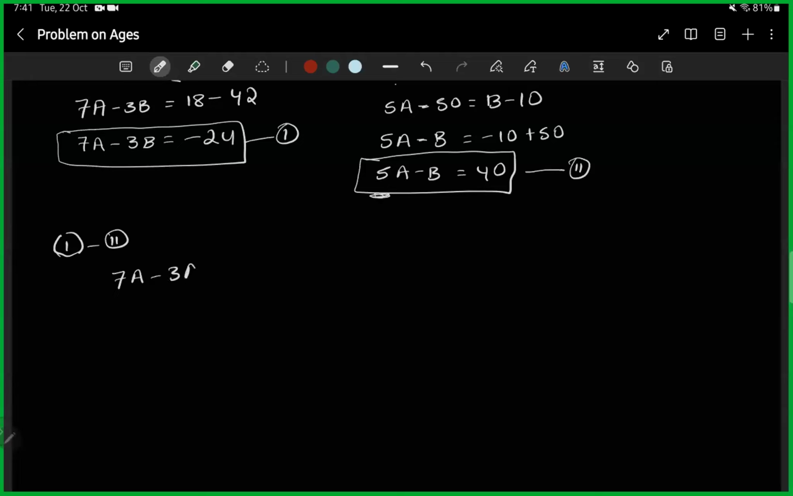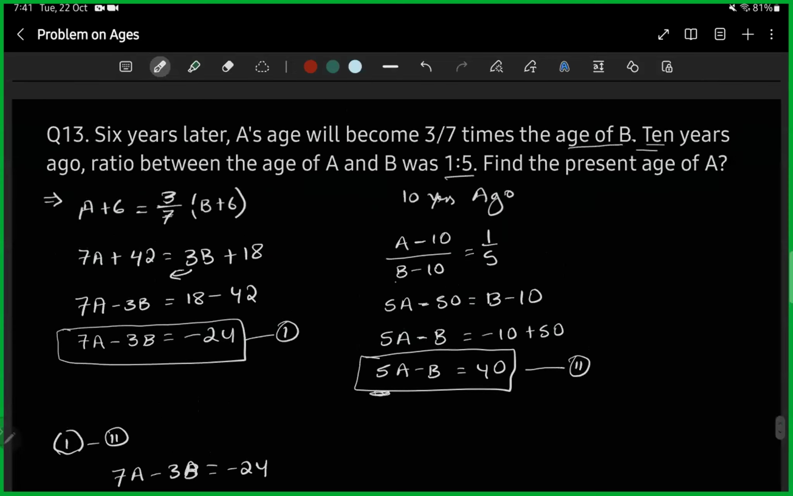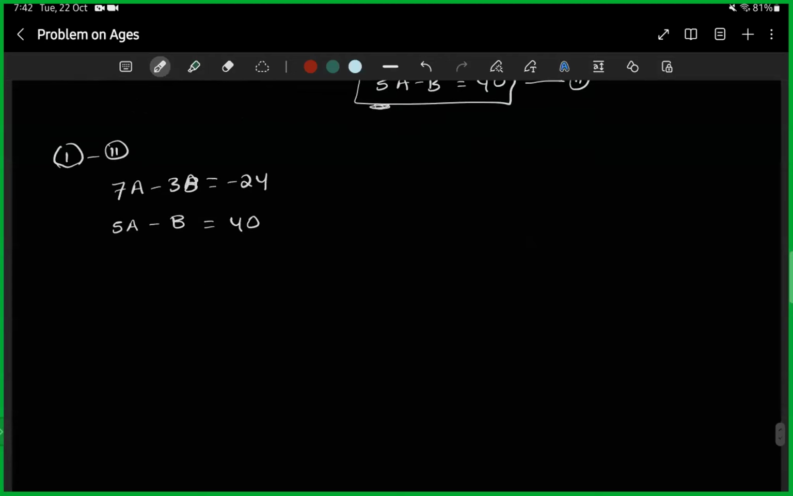7a minus, I'm writing down equation 1 again here. And here 5a minus b equal 40. But let us read the question once more. Find the present age of A. Our objective is to find the present age of A, so we don't need B.